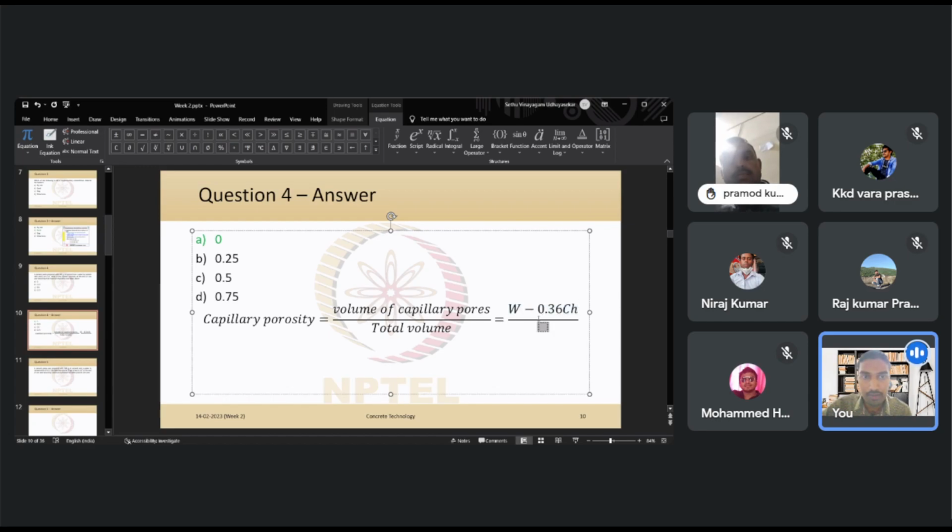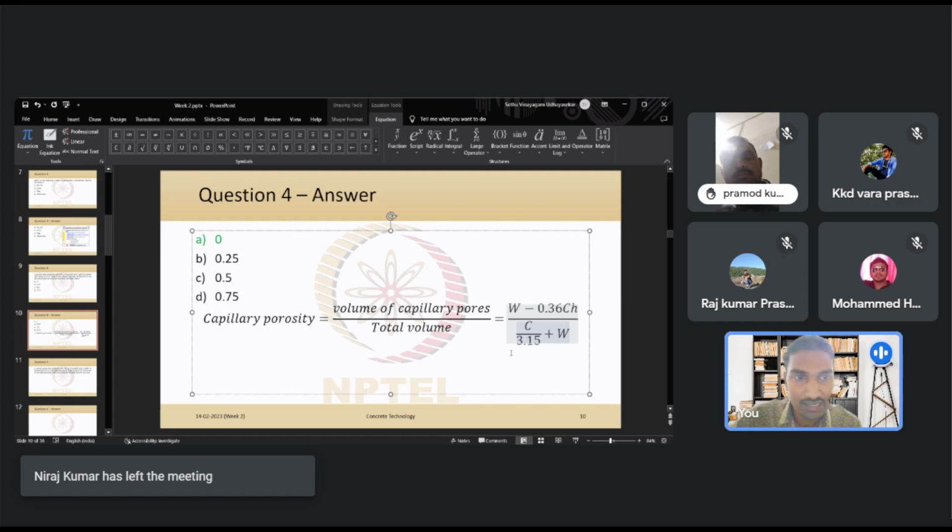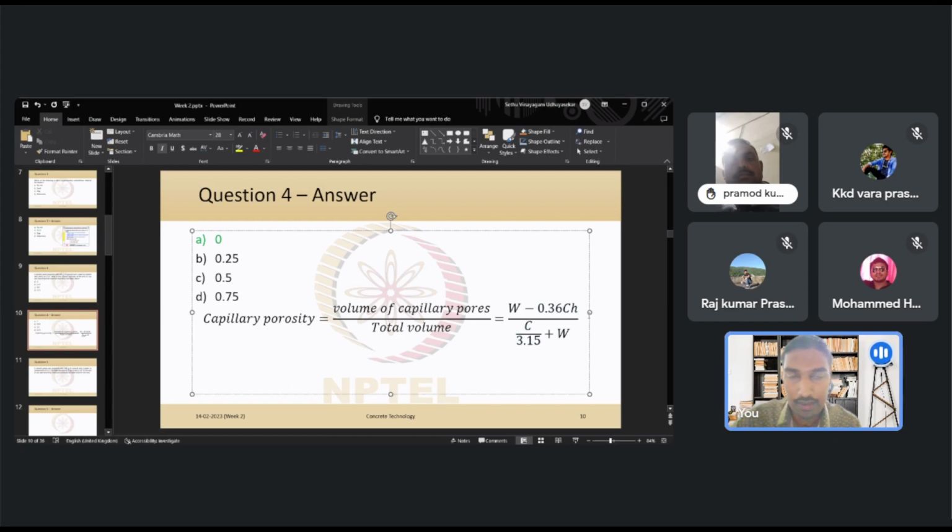So with that we'll be able to get the volume of capillary pores, and the total volume is nothing but, we have C grams of cement, so C by 3.15 plus W. This is the total initial volume. C grams of cement, where 3.15 is the specific gravity, gives the volume of cement, and W grams of water gives W. So the total volume is given by this. So this is the capillary porosity.